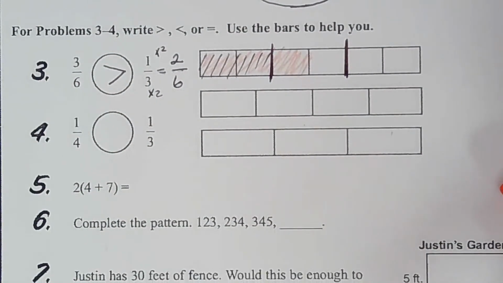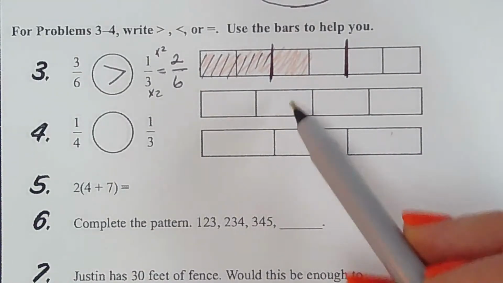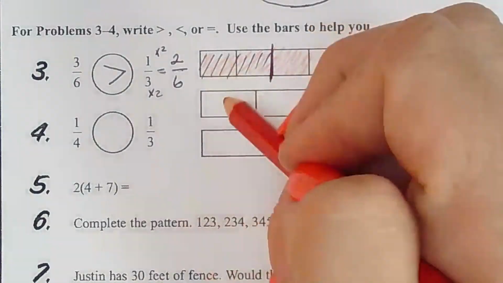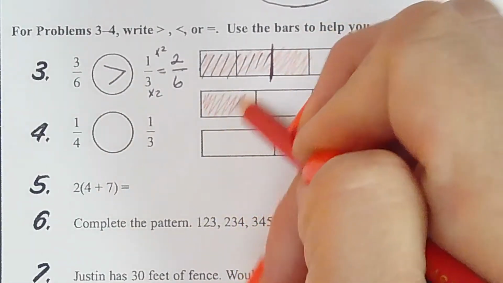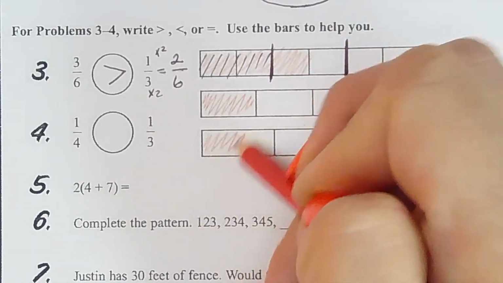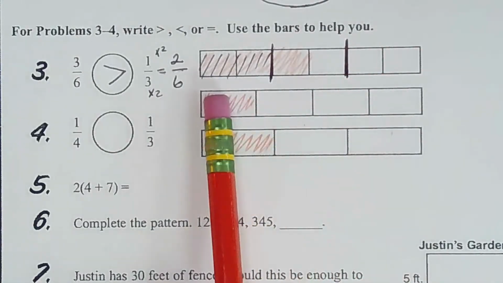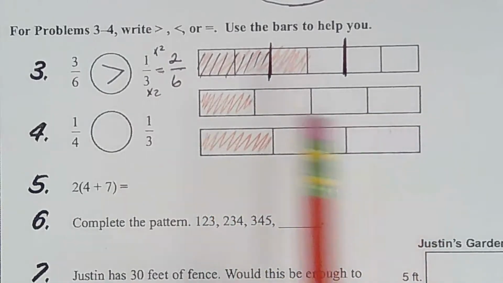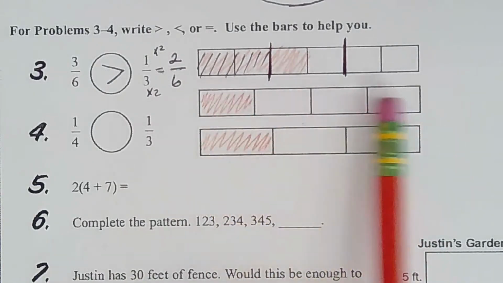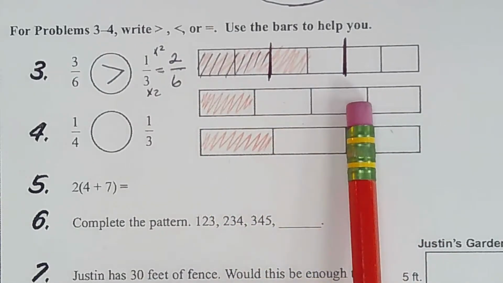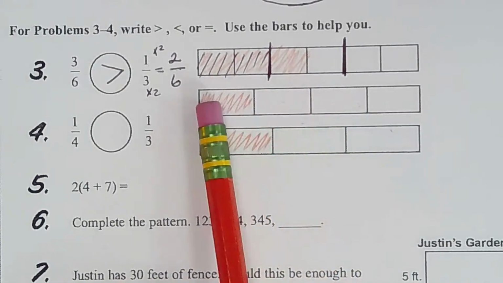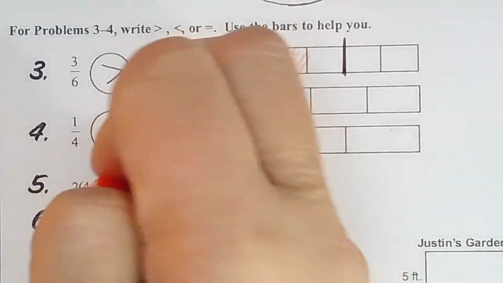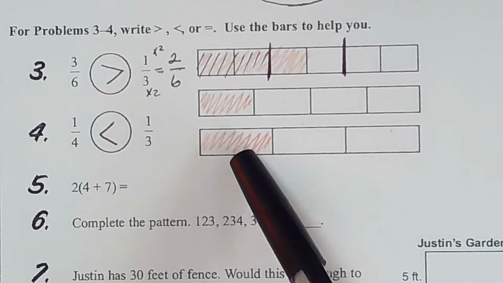All right, our next one is 1/4 compared to 1/3. Now they gave us 2 bars for this. So 1/4 would look like this. 1/3 would look like this. Notice that the starting part was the same, like they were equal. They were just broken into different pieces. So since this one was broken into more pieces, the pieces are smaller. So one piece is less than one of these pieces.